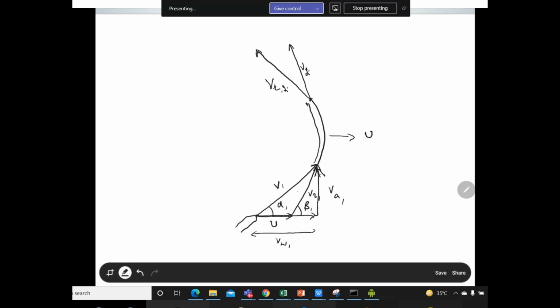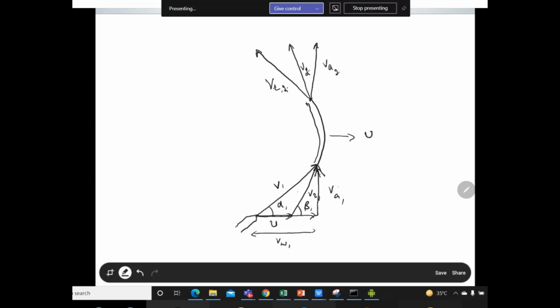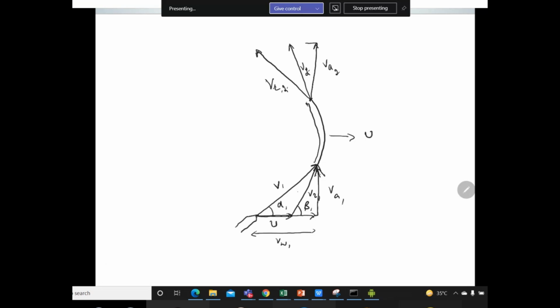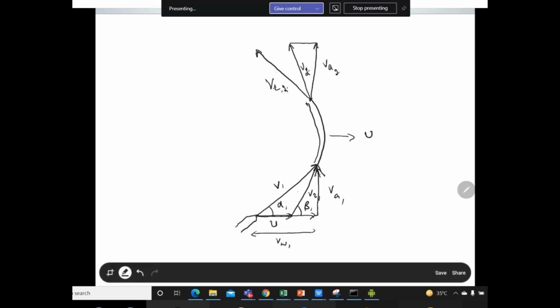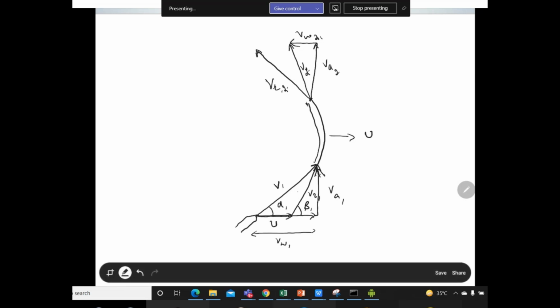Okay, and the same for V2, we have the axial component as well. So we can say that this is VA2. The same as VA1 is at the inlet, VA2 is at the outlet. If we join these two ends, this is the whirl velocity at outlet. So this is VW2, and the direction of the arrow is in this direction.